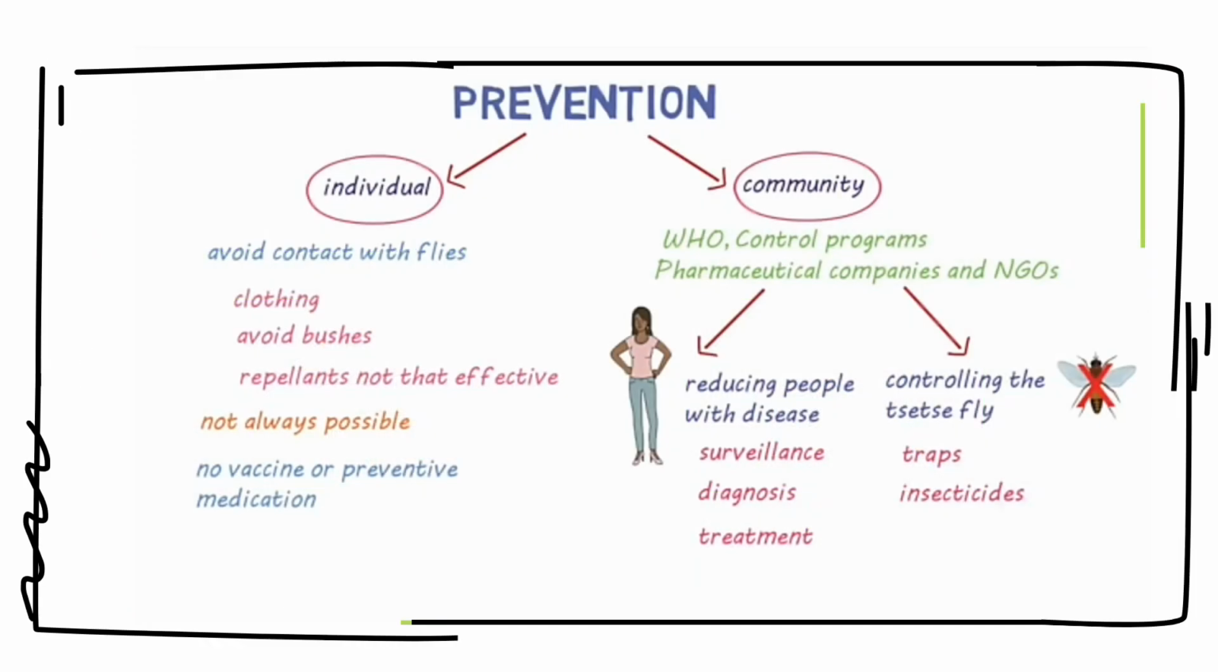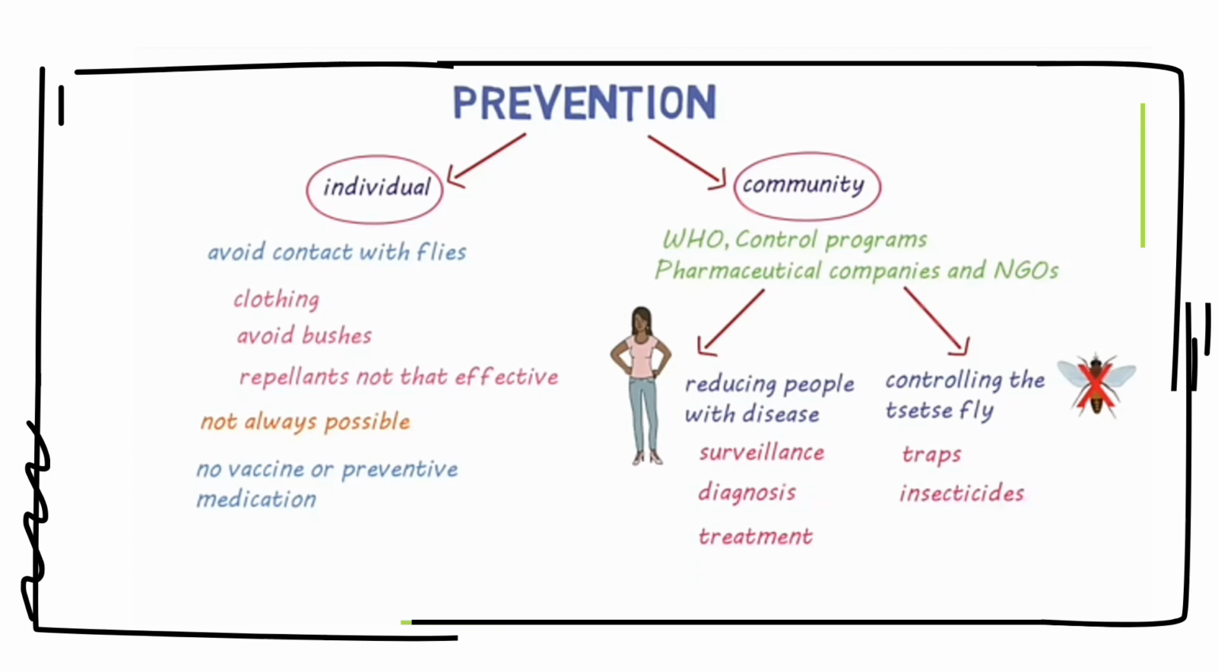And now, last but not the least, the prevention. So per individual, they should avoid contact with flies. They should be more strict with their clothing, avoid bushes, and not rely on repellents because they are not that effective. And then there is no vaccine or prophylactic available for the disease.